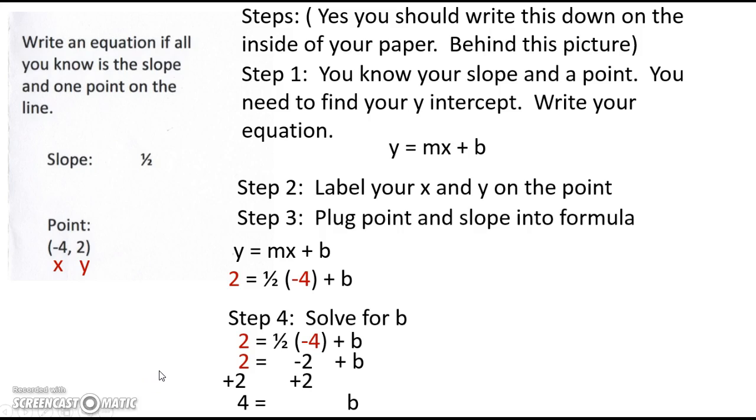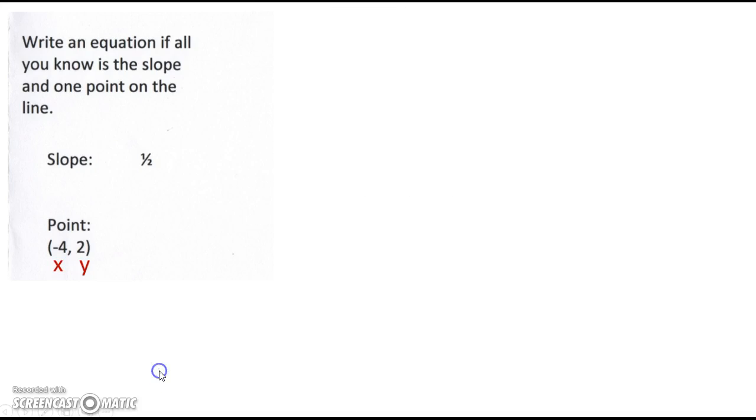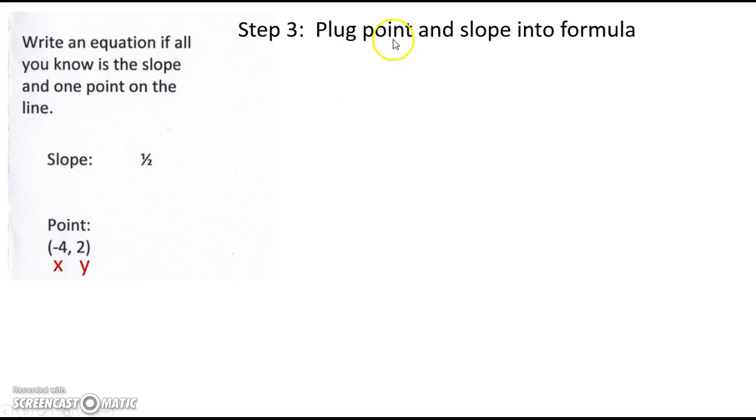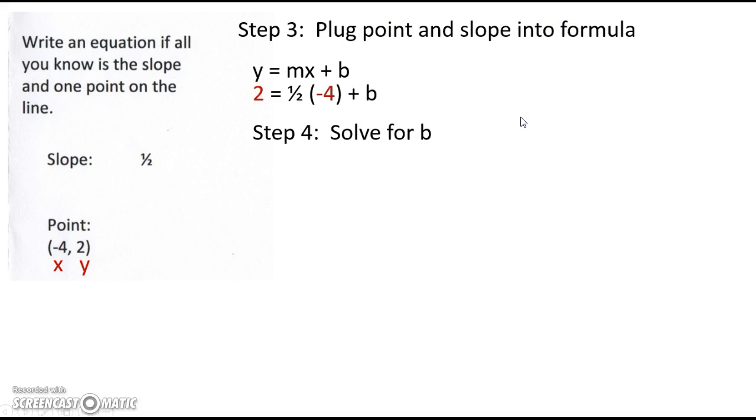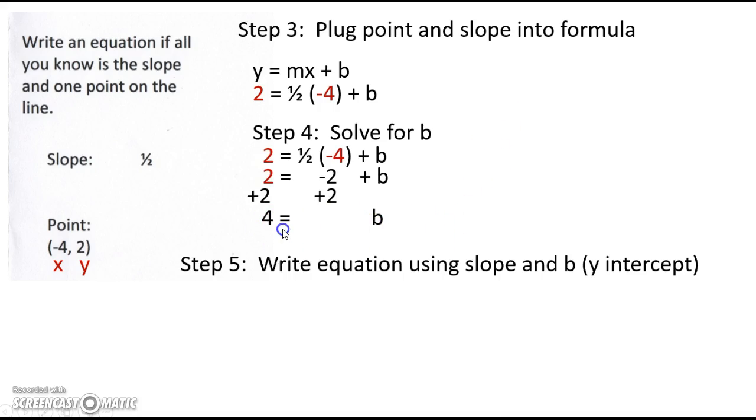All right, here we go. So we know the x and the y, we know the slope. You're going to plug your point and your slope into the formula. And we solve for b. Here we are. Got b is 4. Then you're going to, so guys, listen, don't rewrite this. You already have step 3 and 4. Please do not rewrite this. Start writing on step 5.